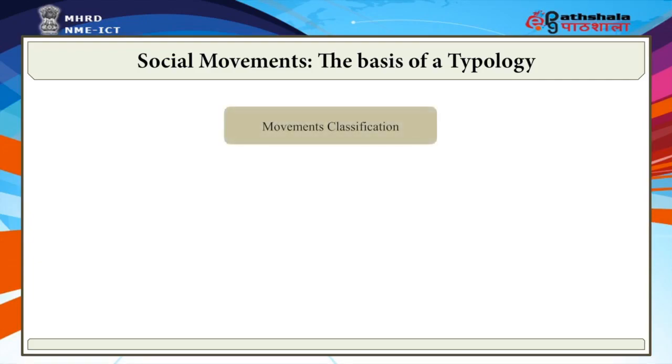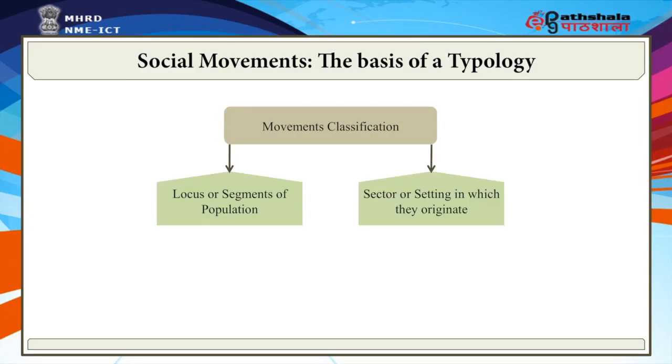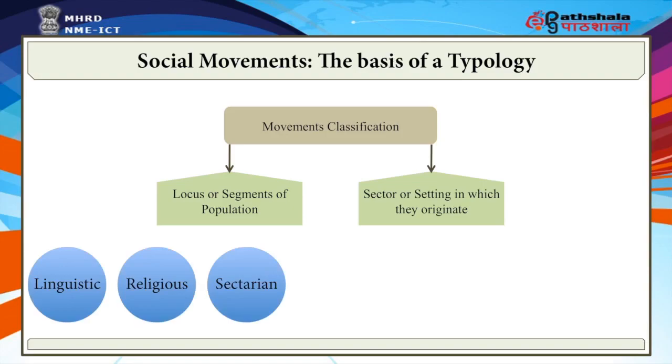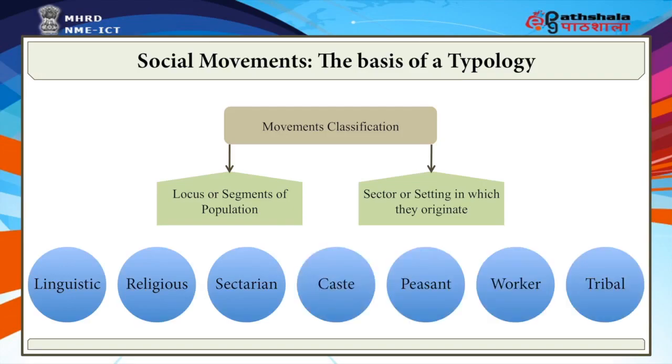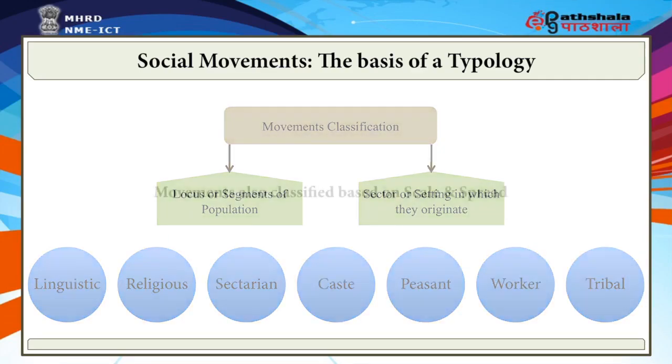In general, movements may be classified according to their locus or the segments of population, sector, or setting in which they originate. Accordingly, we have movements which are classified as linguistic, religious, sectarian, caste, peasant, worker, tribal, etc. This criteria thus enables us to understand the section of the society which is involved in the movement.